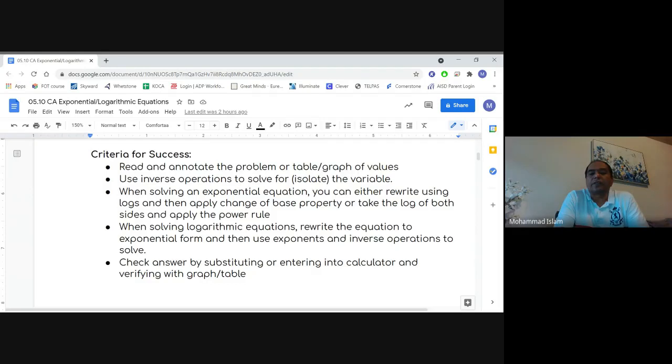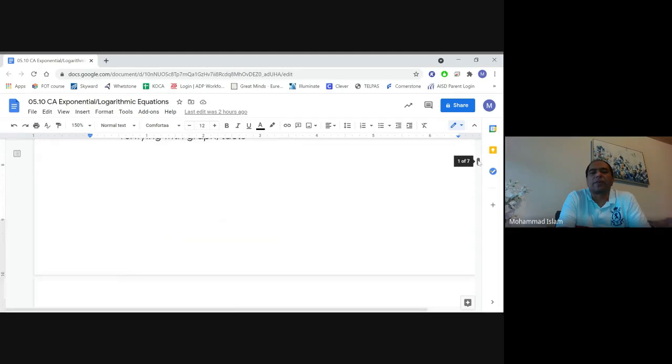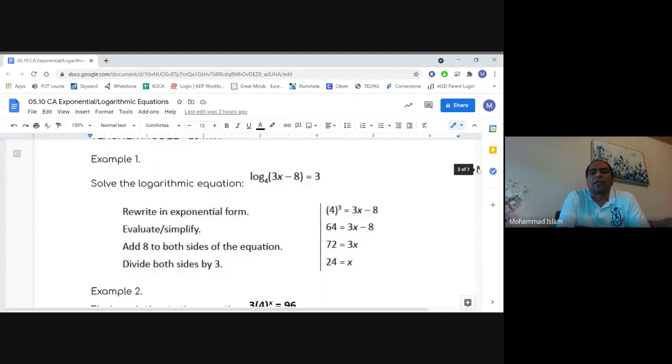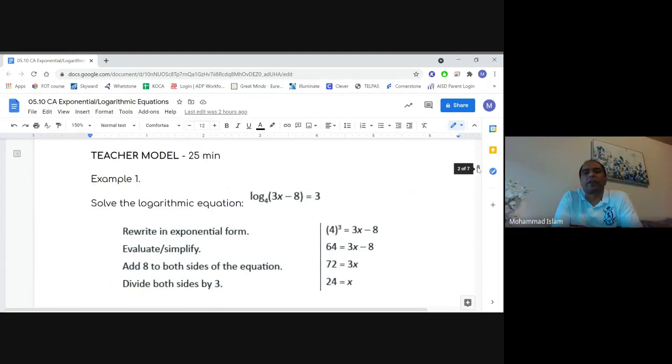Always check your answer. Whatever value you get as your final answer, you substitute or enter into the calculator and verify that your answer is correct. In mathematics, this is the fun and beautiful part, that whatever you get in the end, you can verify, you can confirm that it is the right answer. So moving on to the teacher's model.